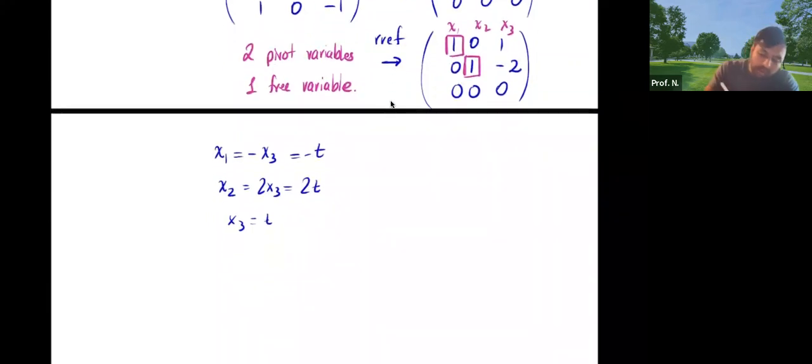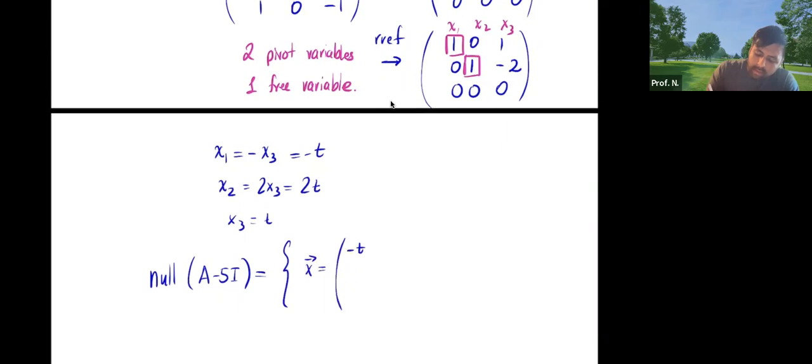So then what's going to be the null space of A minus 5I? It's going to be the vectors that are of the form -t, 2t, and t, which can be written as t multiplied by -1, 2, 1.